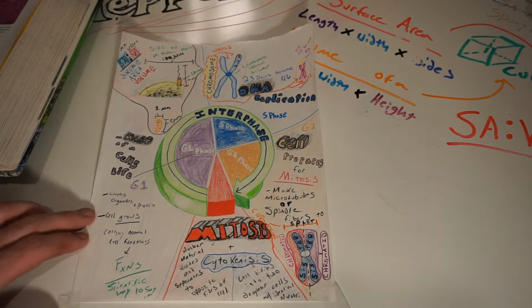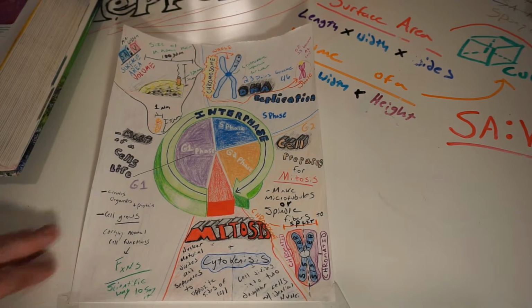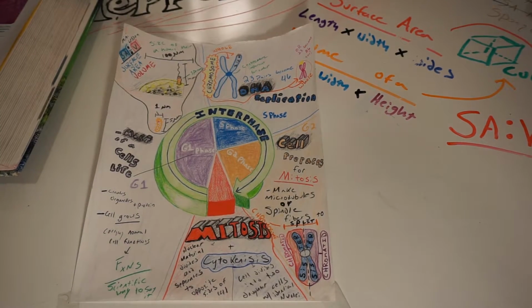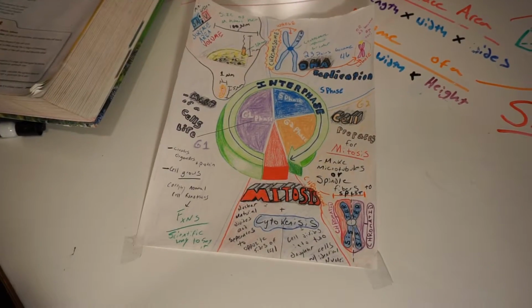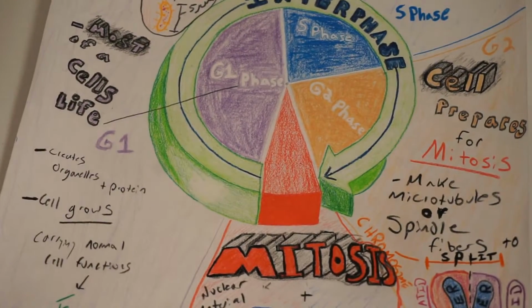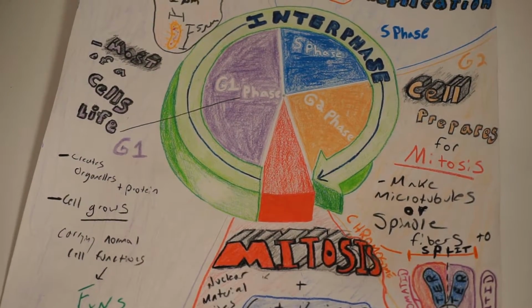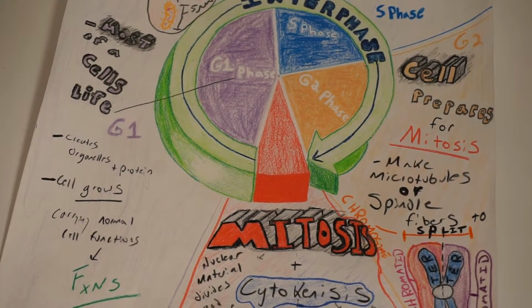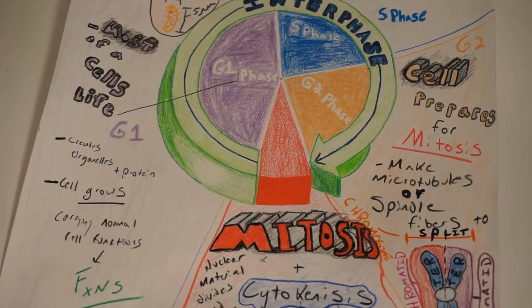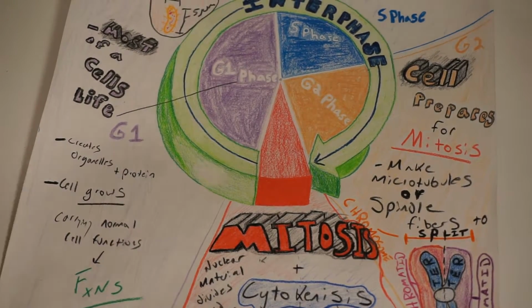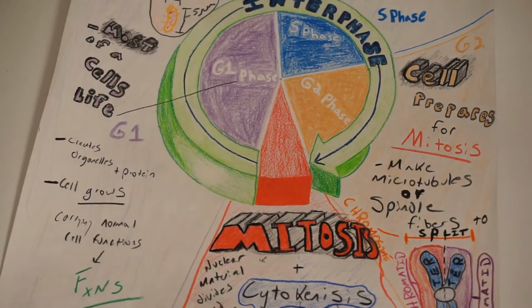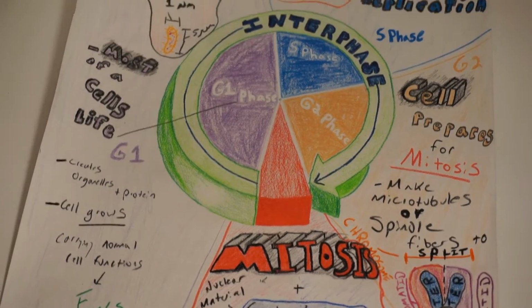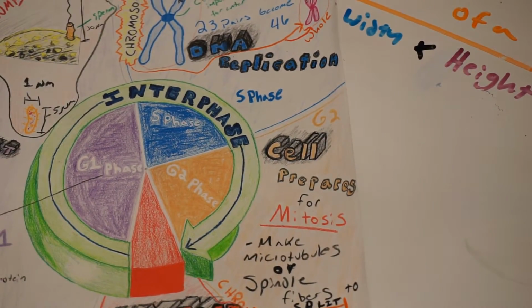So we're going to start with the G1 section, which is the G1 phase. And that is where a cell spends most of its life. That is where a cell creates organelles and proteins. That is where a cell does most of its growth. And that is where a cell carries out most normal functions in the G1 phase. Now from the G1 phase, we go to the S phase.